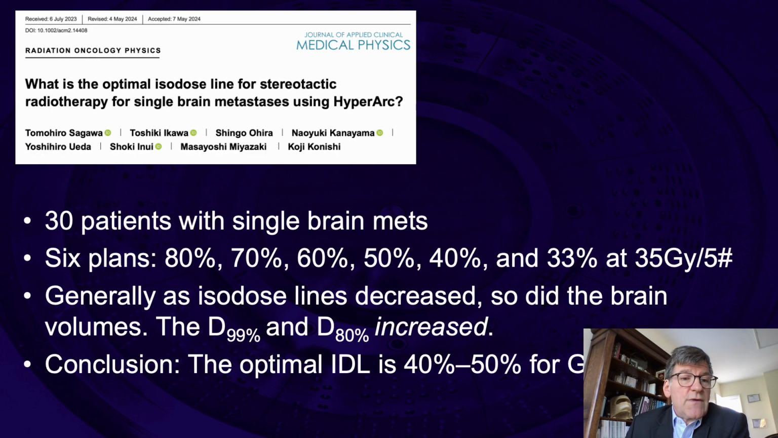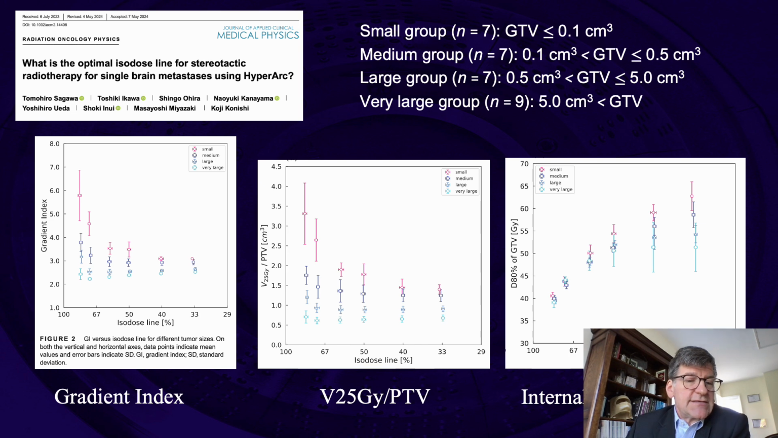Here's a recent one where they looked at 30 patients. These were treated with HyperArc, single brain mets. They had 6 plans that varied between the 80% isodose all the way down to the 33% isodose. And what they found in this was as they decreased the prescription isodose, they actually improved the dose gradient outside of the target and lowered the 12 gray volume, but they increased the dose inside the target. So to me, that appears to be a win-win.